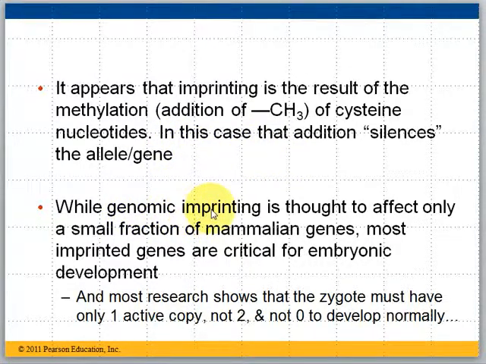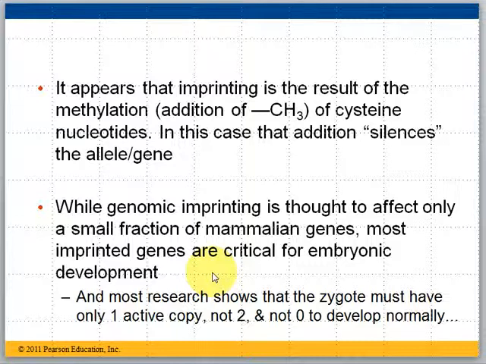While genomic imprinting is thought to affect only a small fraction of mammalian genes, scientists only know of maybe a couple of dozen of mammalian genes that are like this. Most imprinted genes are critical for embryonic development. So while there may not be very many of them, they are pretty important for the early development of the embryo. And they have done quite a few experiments where they modify this imprinting.